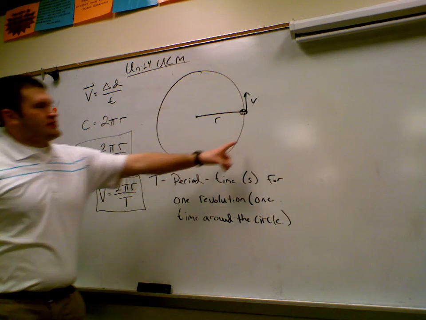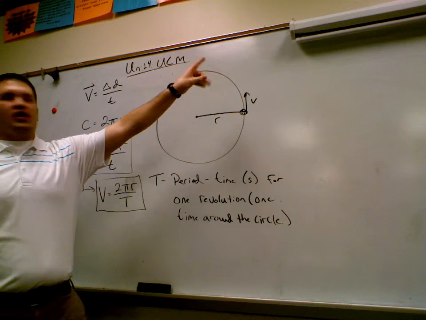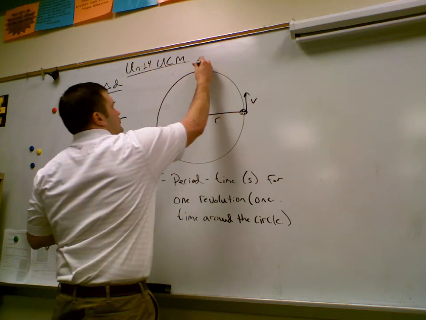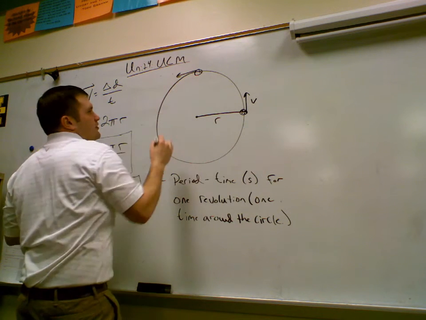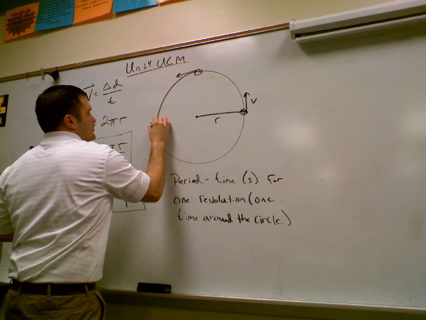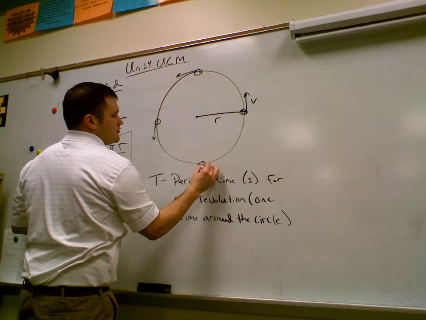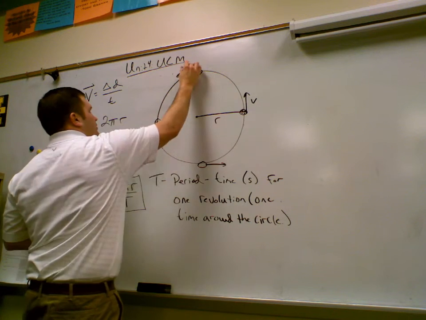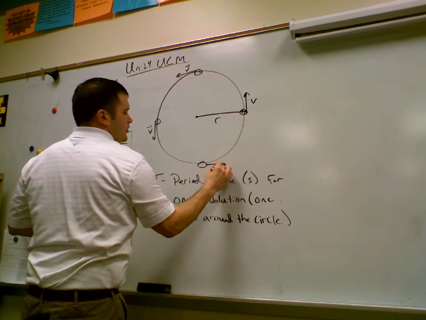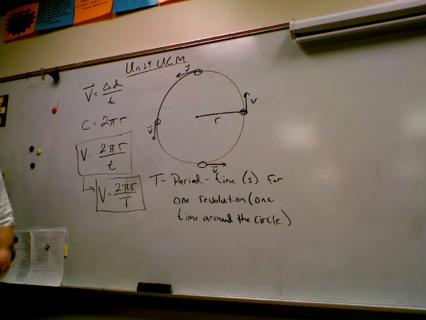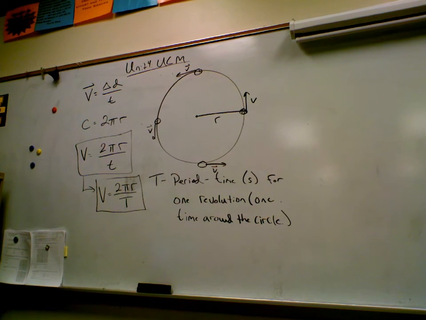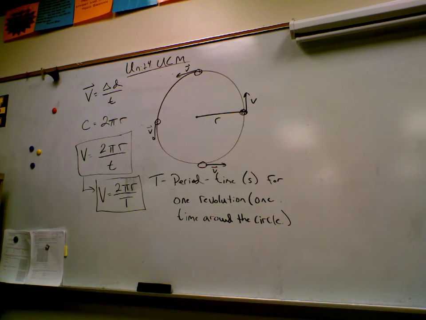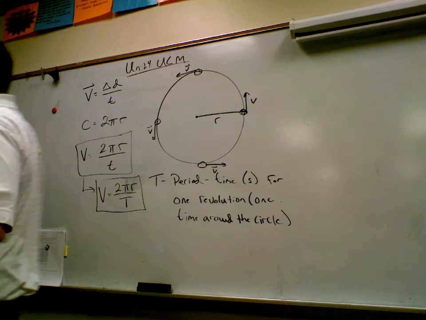Now, velocity is this way, right? If I'm up here, which way is the velocity? This way, right? If I'm over here, which way is the velocity? Down. Over here, the right. Because velocity is always perpendicular to what? The circle. It's always tangent to the circle. It's always perpendicular to the radius, right? Those always make a right angle.